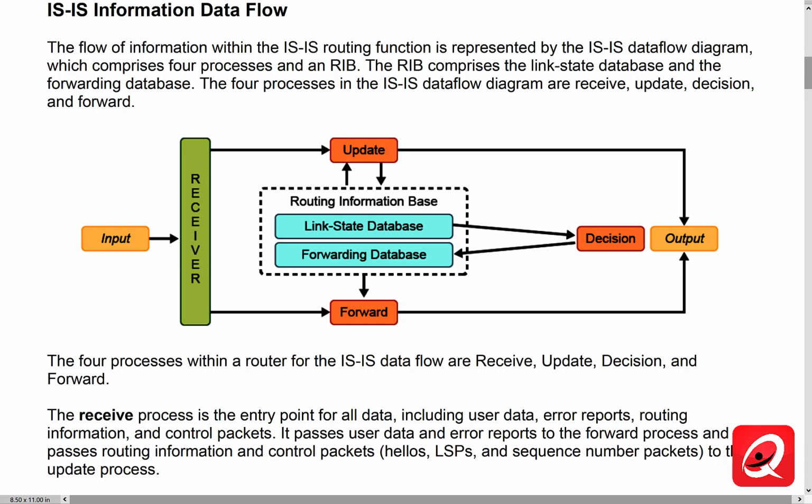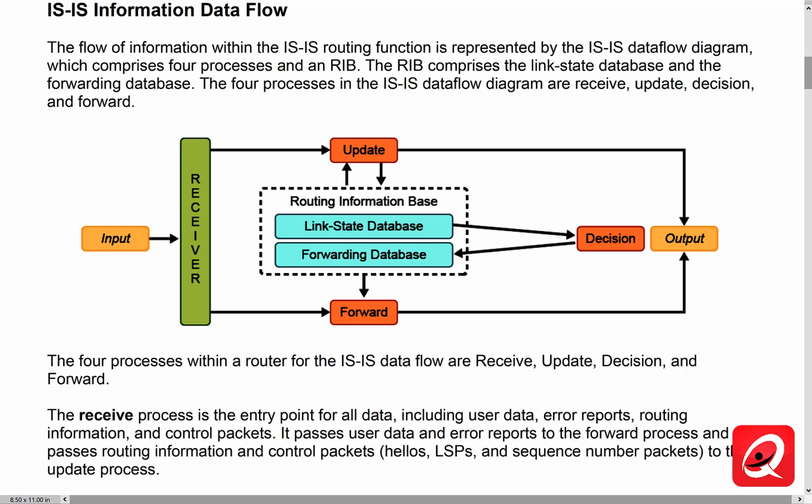The receive process is the entry point, right? This is obviously, as the name implies, where we receive our information. We can receive routing information. If it's an end system, we might receive user data, error reporting information, and so on. We receive that information, and we report that information to the forwarding process, and then we pass the routing information and control packets like the hellos, the link state packets, etc., to the update process, which is step number 2.